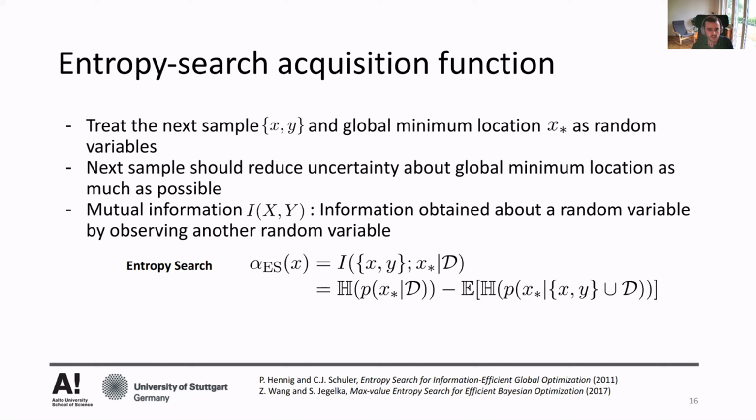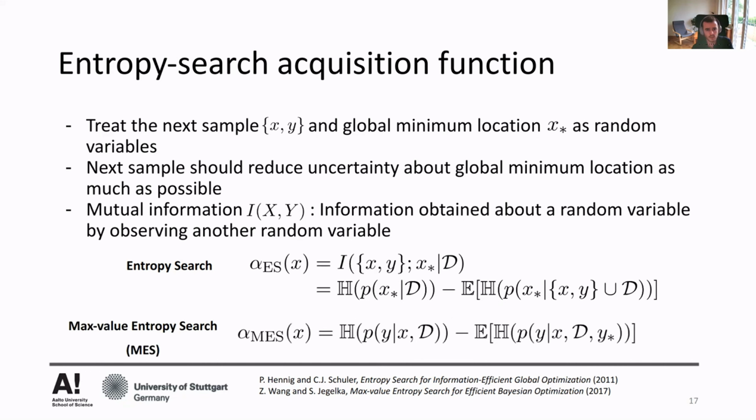The problem with this function is that it's computationally very expensive, because this probability distribution P of X star, where X star is the global minimum location, this entropy calculation grows with the search space dimension, and this can make this acquisition function unfeasible for high dimensional systems. One computationally efficient variation of this entropy search function is the so-called max value entropy search.